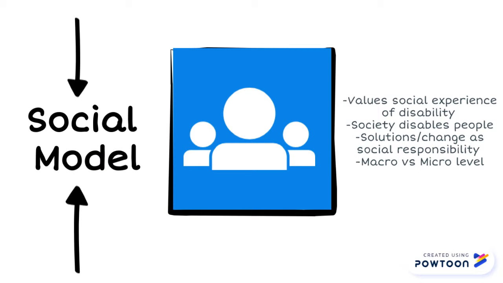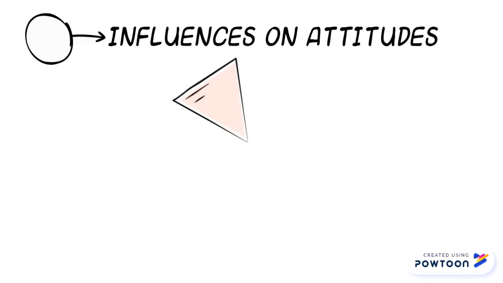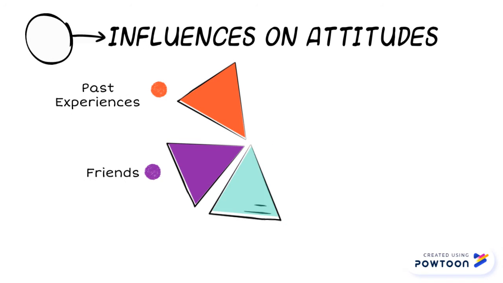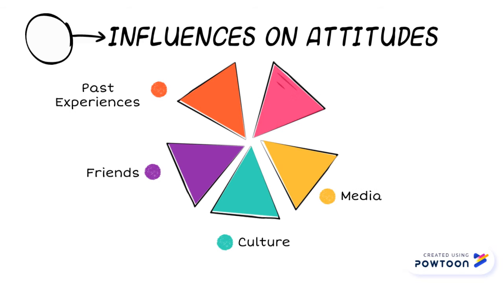The social model of disability says that disability is caused by the way society is organised. It looks at ways of removing barriers. Disabled people developed the social model of disability because the traditional medical model did not explain their personal experience of disability or help to develop more inclusive ways of living. The main influences on attitudes include family, friends, media, culture, and past experiences.